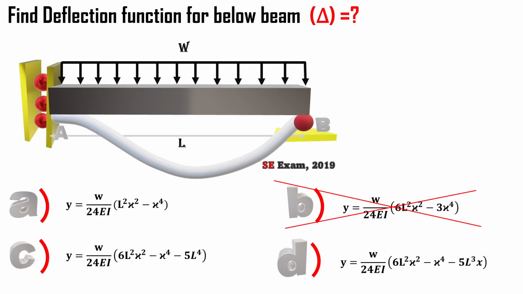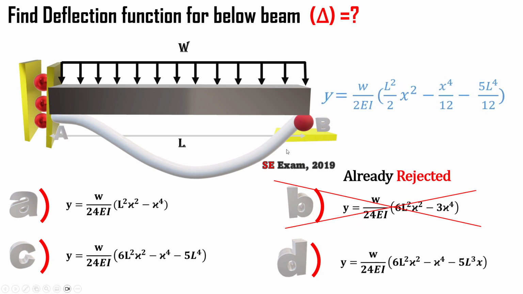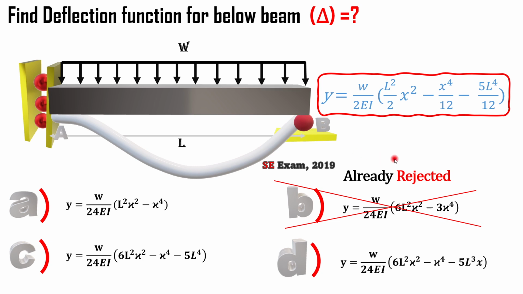So now let's jump to our multiple choices. We already know choice B is removed and our y function is this function. If you just rearrange it, you can easily see the correct answer is choice C.